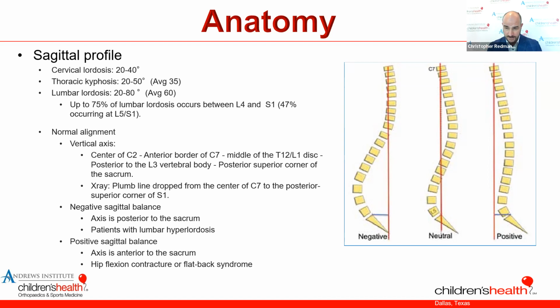And then the positive sagittal balance is typically seen more with a hip flexion contracture or a flat back syndrome. Flat back syndrome is where we lose those normal contours of the sagittal profile. And this can lead to pain, but it can also be a sign of other injuries that could be ongoing.